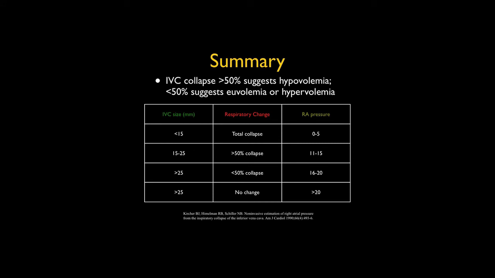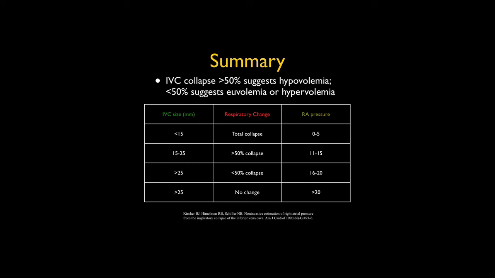This chart was developed from research by a group of cardiologists. They were trying to associate IVC size and collapsibility with respiratory change and associate that with RA pressures, so a non-invasive estimation of the patient's volume status. They found that with very small IVC sizes and collapsibility that the RA pressure was quite low. With very big IVC sizes and no change with respiration, the RA pressure was quite high.